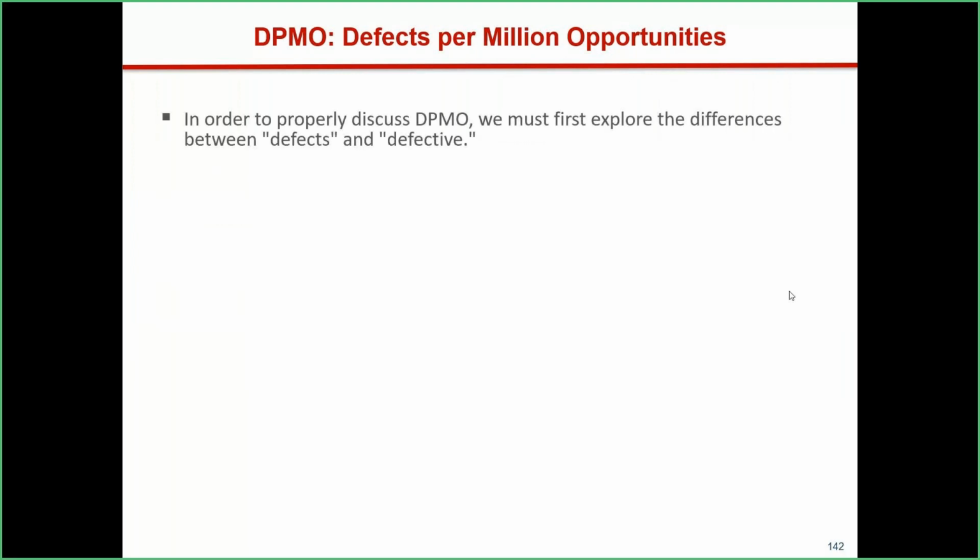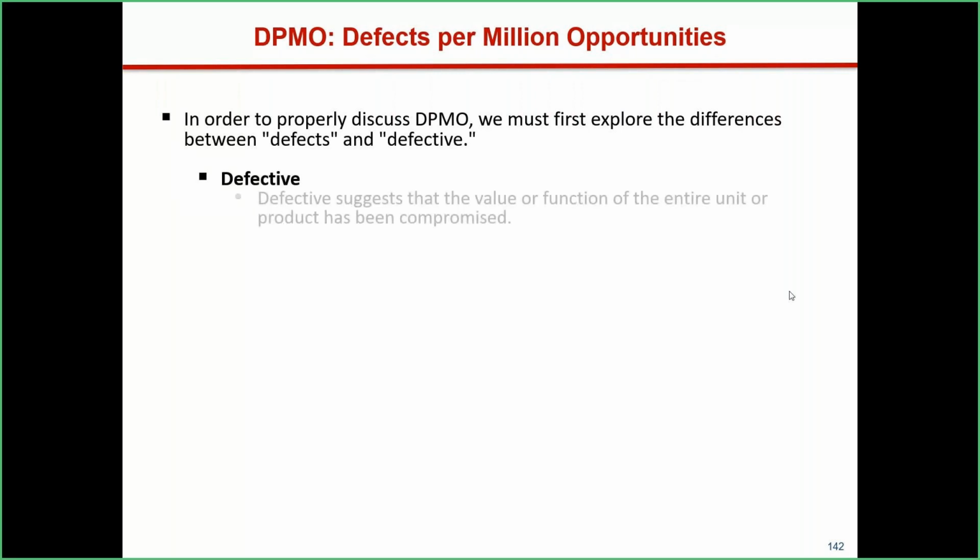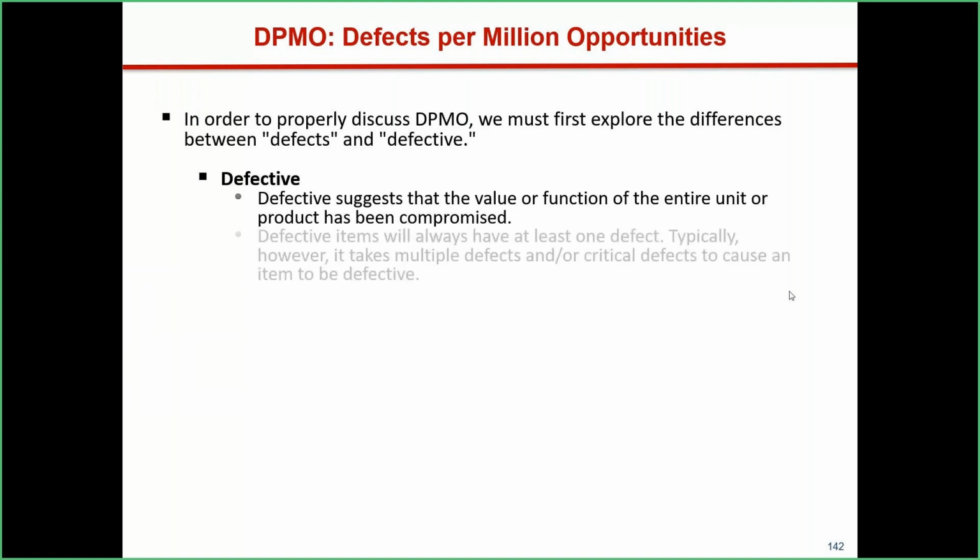So in order to properly discuss DPMO, we first must explore the differences between defects and defective. Defective suggests that the value or function of the entire unit or product has been compromised. So that product cannot be used. It is useless. Defective items will always have at least one defect. Typically, however, it takes multiple defects and or critical defects to cause the item to be defective.